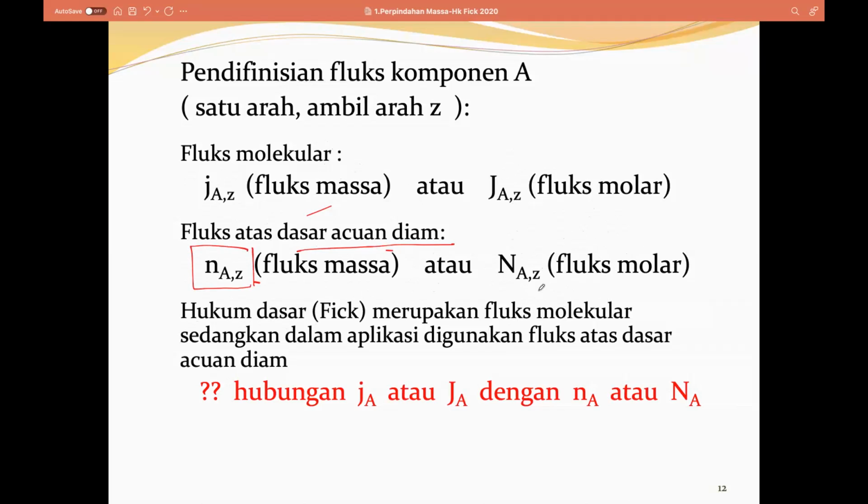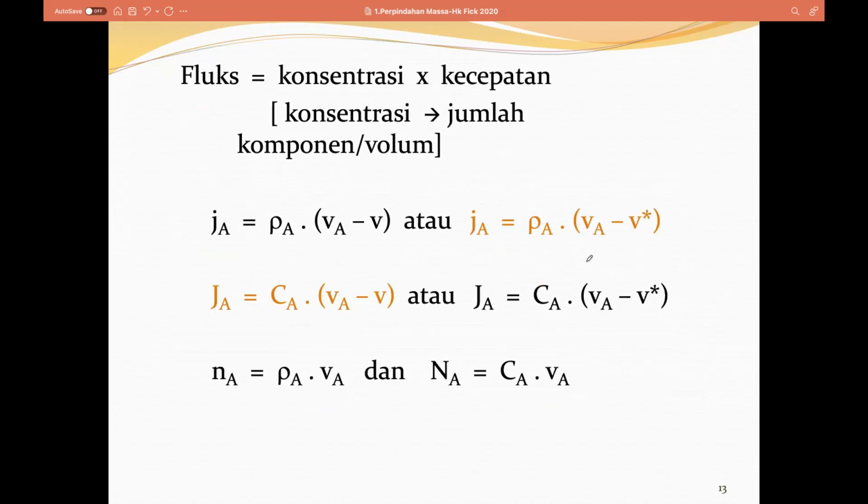However, we know in reality we have moving, we have velocity. So we have to find the correlation between NA and JA. This is also molar flux, but this one is only for the molecular one, while this one will include those velocities. So how do we get that? The flux is actually the concentration multiplied with the velocity.